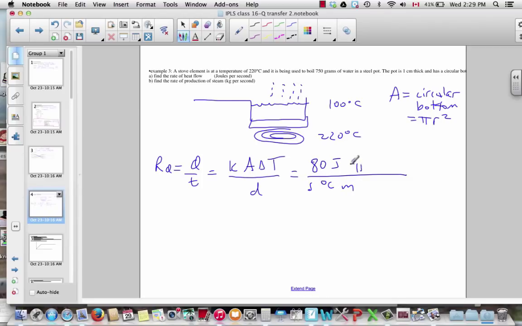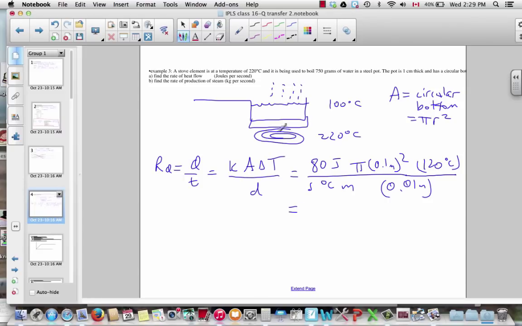Cross-sectional area is pi r squared. R is the radius of the pot. That's given as 10 centimeters. And then temperature difference, we said, was 120 degrees centigrade, or 120 Kelvin, divided by the thickness, which is 1 centimeter thick. And then this is the rate of thermal energy transfer.